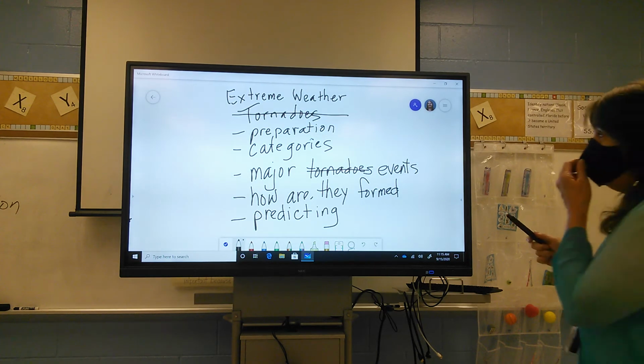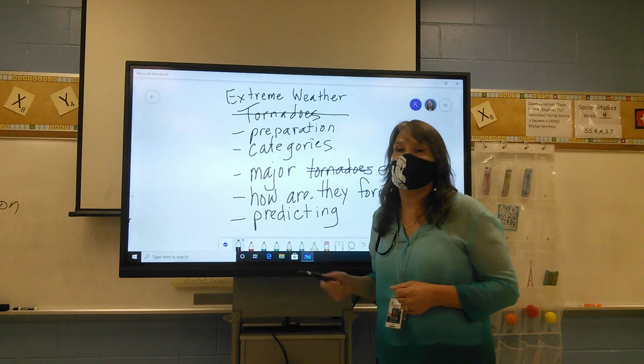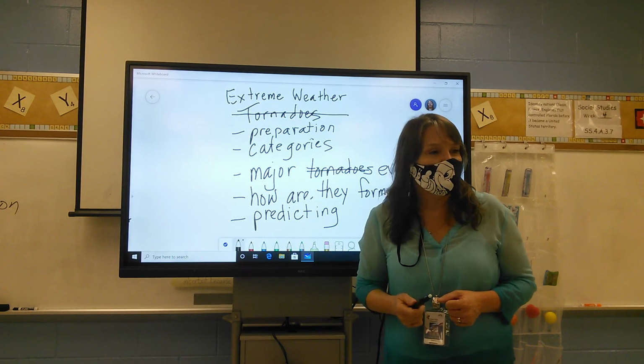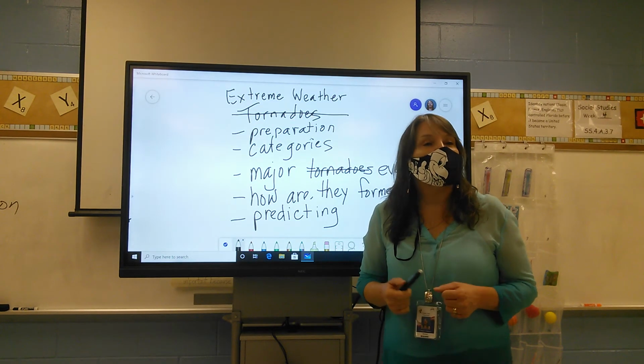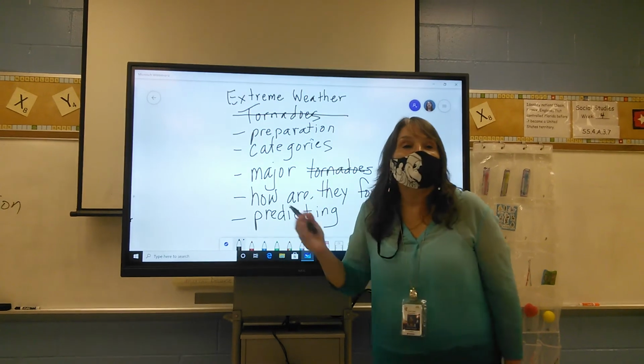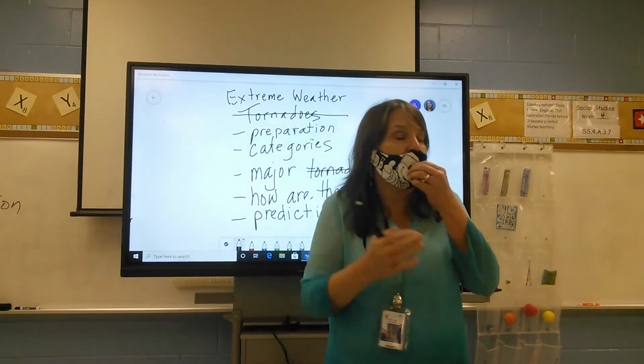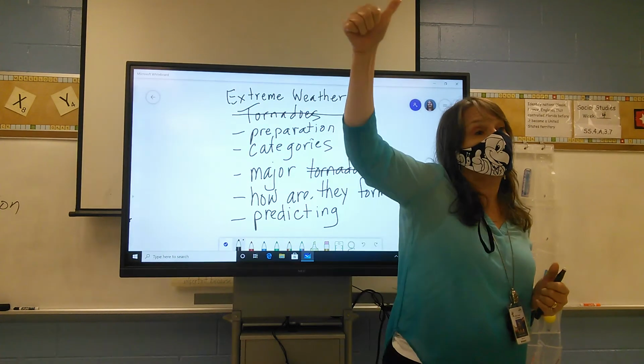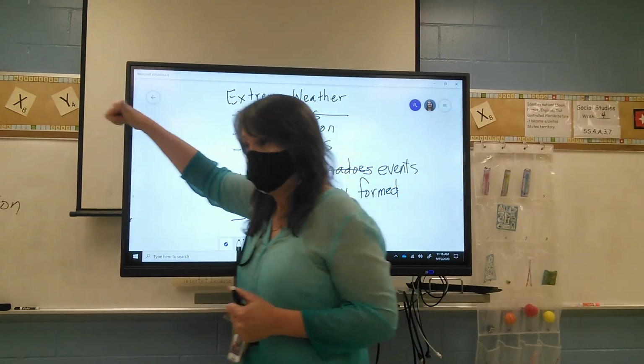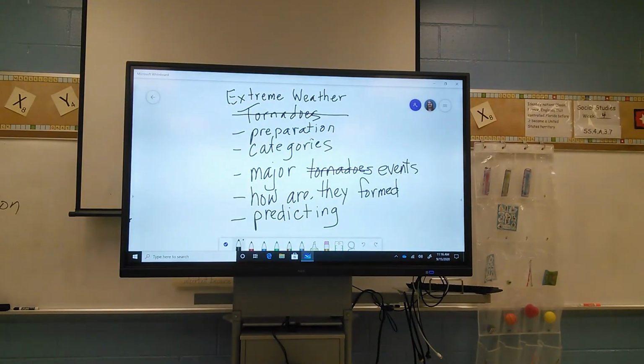Okay, this is going to be helpful to us when we write that compare and contrast essay. Because if you have to prepare for both a hurricane and a tornado, that's a way that those two events are alike. But the way you prepare for each of those is different. All right? So that is where you would contrast them.